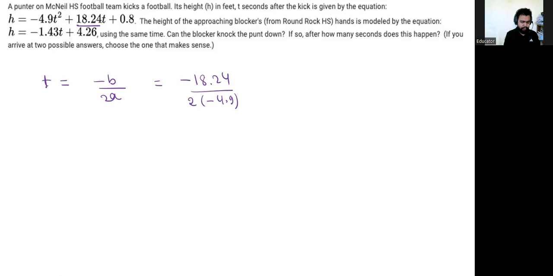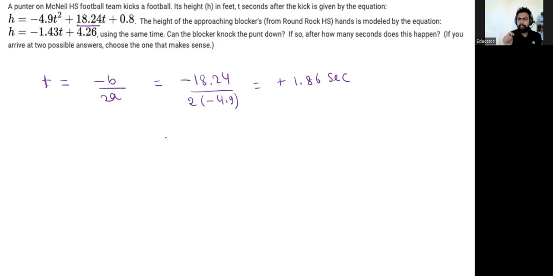So I'm putting the value in my calculator. The negative and negative will cancel each other, so you are going to get a positive answer at the end. So we have 18.24 divided by 2 times 4.9, and 2 times 4.9 will make 9.8. I'm rounding this to two decimal places and getting 1.86. So 1.86 seconds after you hit the football, it would be at the maximum height. It would be at maxima.